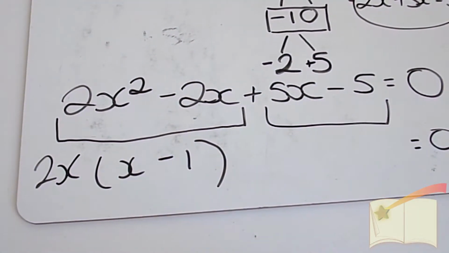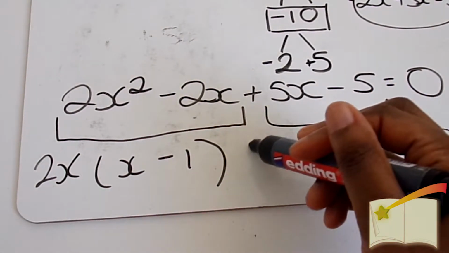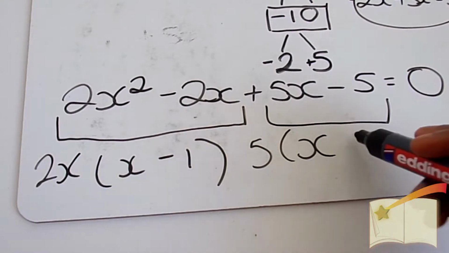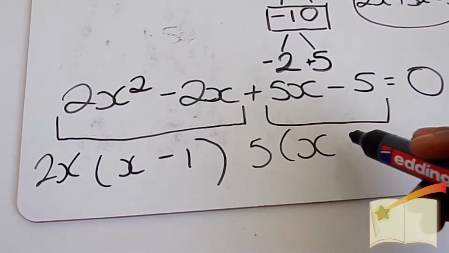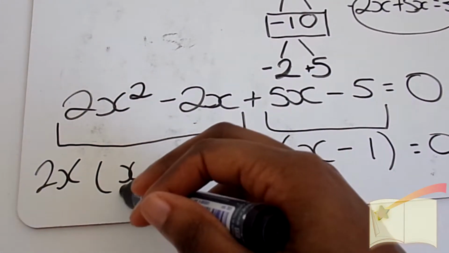When you're factorising, you are looking for the highest common factor. The reason why we had to separate this equation into two parts is because 2 and 5 do not have the same HCFs, which stands for highest common factors. That's why we have to separate into two different brackets.